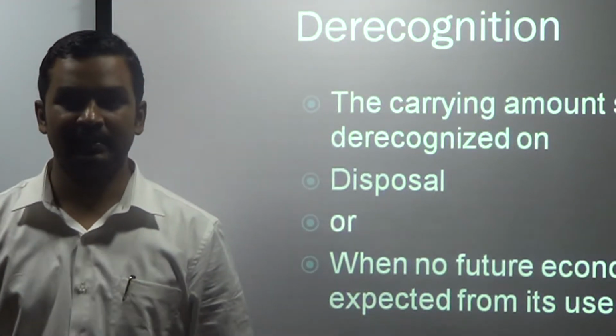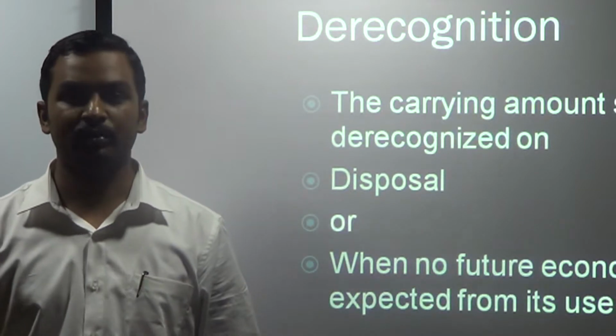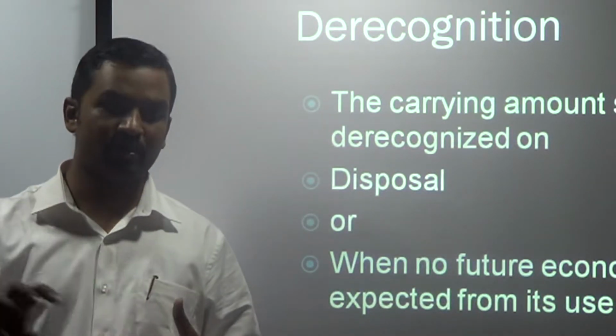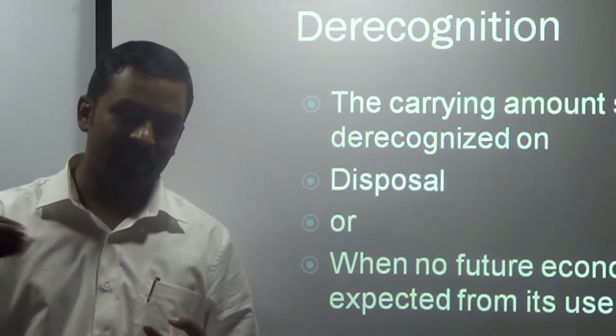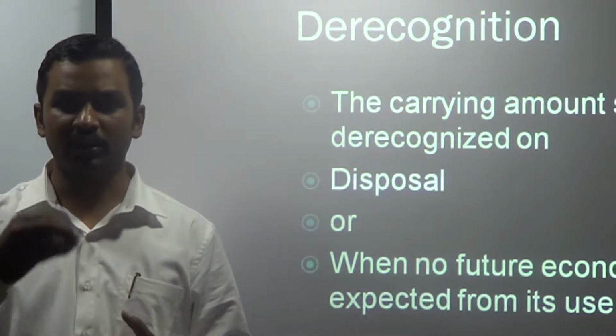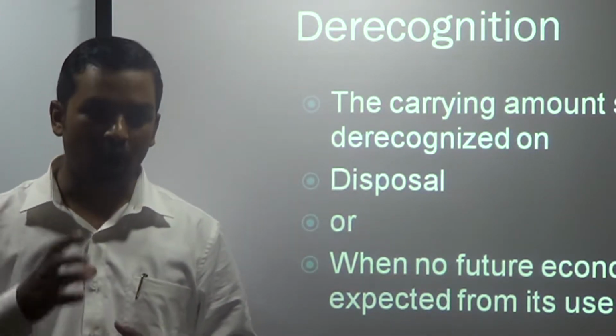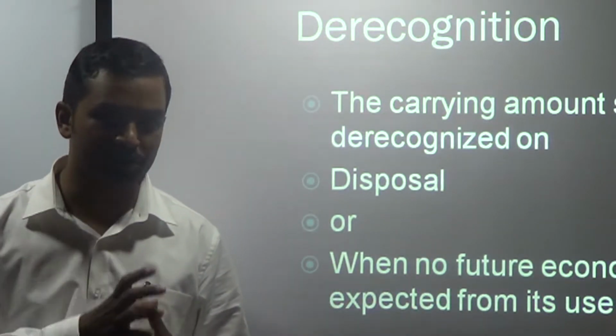Hello friends, in this lecture we are going to deal with derecognition of a property, plant and equipment when we are going to remove it from our books of accounts. We are continuing with Ind AS 16: when to derecognize an asset from our books of account, how to determine gain or loss, what are the disclosure requirements, how to deal with government grants related to property, plant and equipment is what we are going to discuss in this standard.